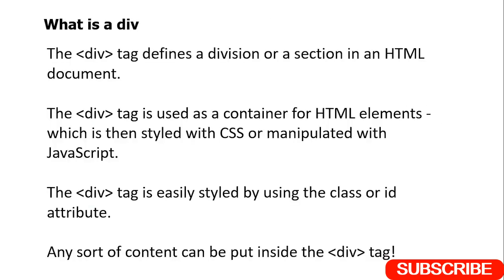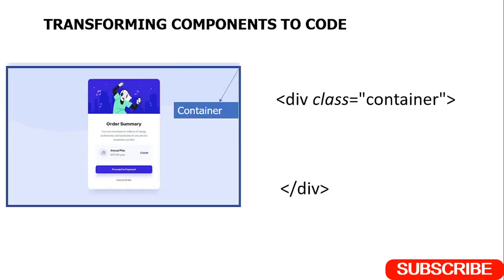A div tag defines a division or a section in an HTML document, and the div tag is used as a container for HTML elements, which is then styled with CSS or manipulated with JavaScript. The div tag is styled by using a class or ID attribute, and any sort of content can be put inside the div tag. In brief, any division or section, you can simply call a div, and that's why we have a container here called a div. So we have a div with a class container, and I've derived this name from the purpose it is serving.